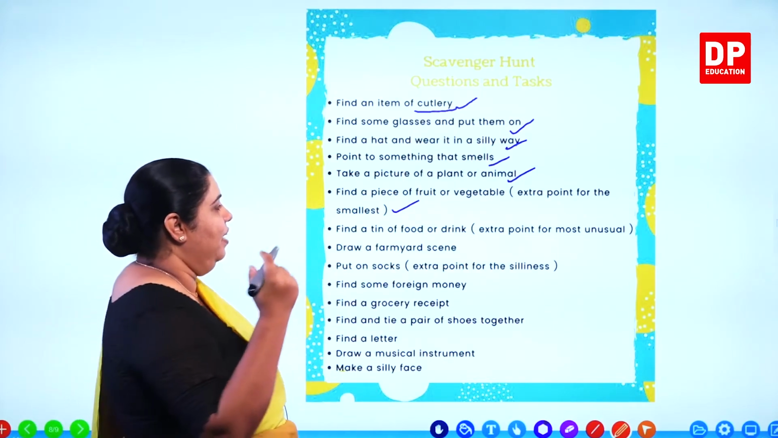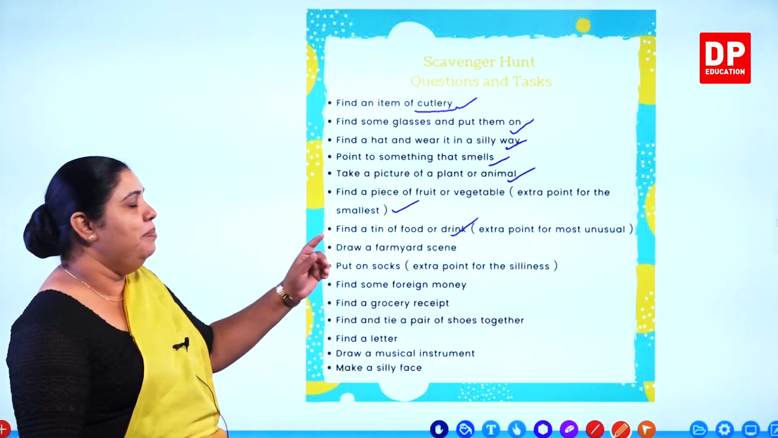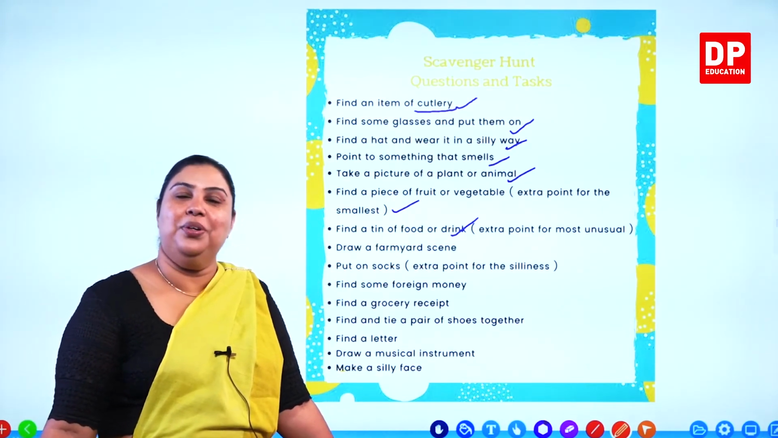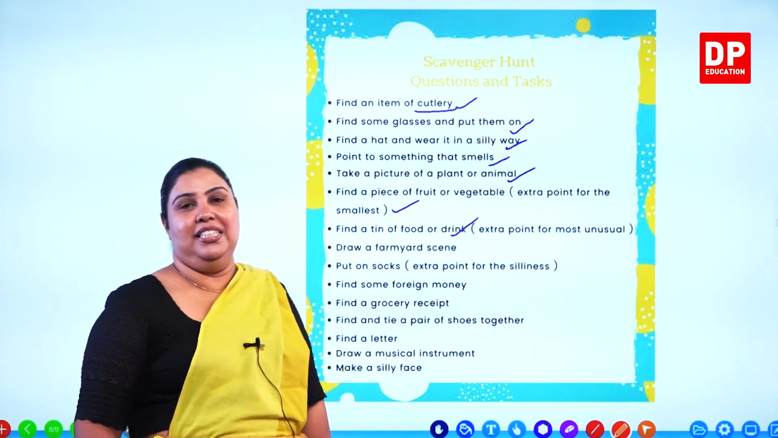So you can do that. Find a tin of food or drink. Draw a farmyard scene. Now here see, these are the things that you can do. Staying inside the house, you can draw a farmyard scene.